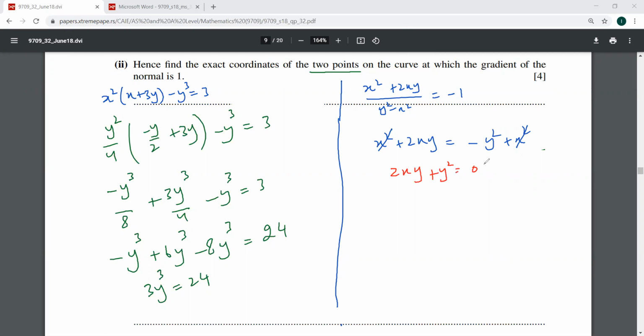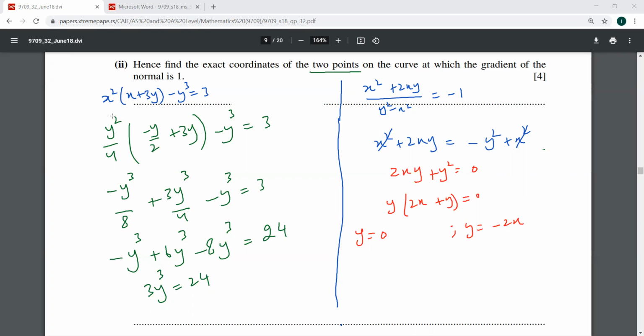So I should take y common from here. This is y(2x plus y). So I was going to lose one of the y coordinates by doing this. So y is equal to 0, and the other one is y is equal to minus 2x. So this is going to change all of this. A timely awakening over here.